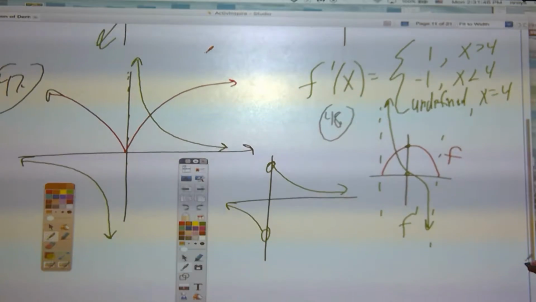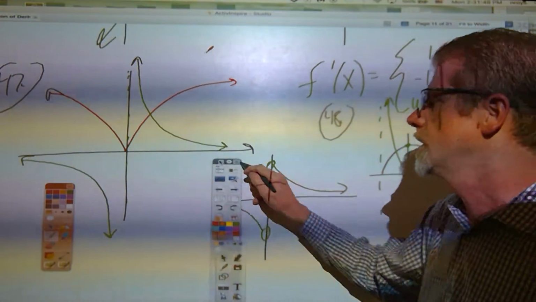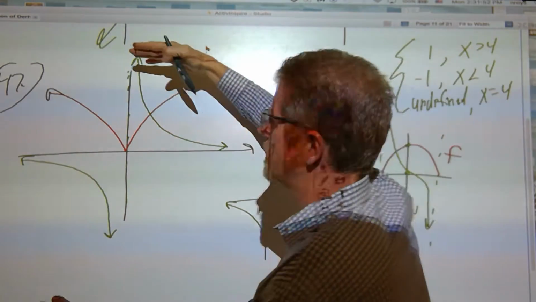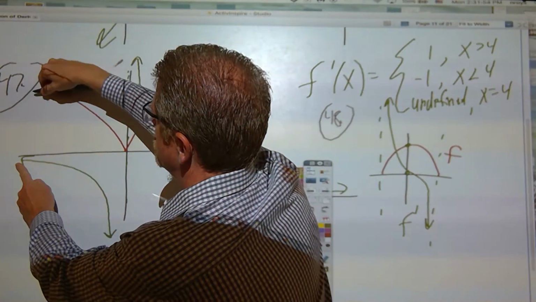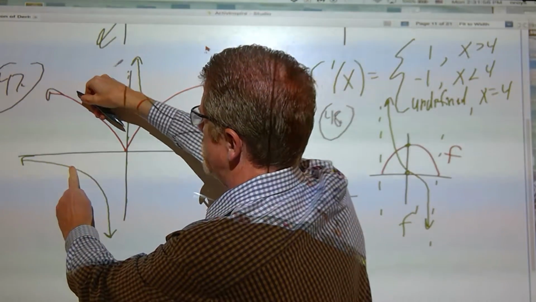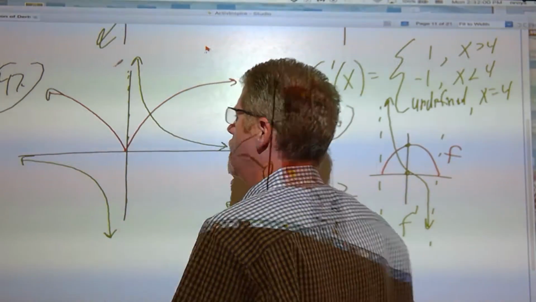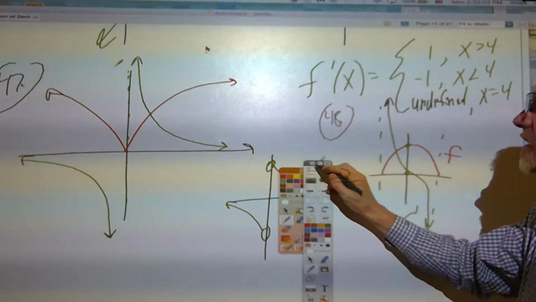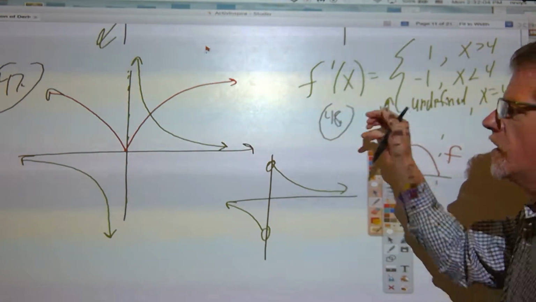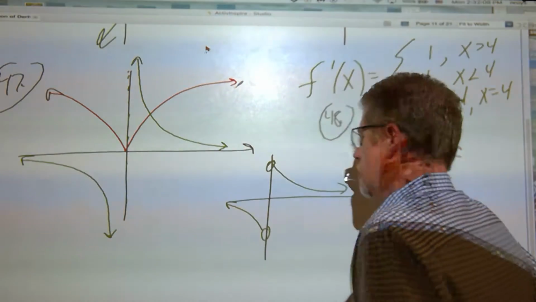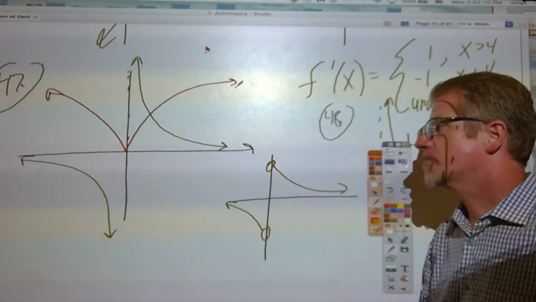Number 47, the function f was given. It looks like the slopes of the tangent lines are close to 0 but negative, and then they get more and more negative, approaching possibly -infinity or maybe only -4. So it's really not clear from the graph whether we have a vertical asymptote at x equals 0, or it could be a jump.